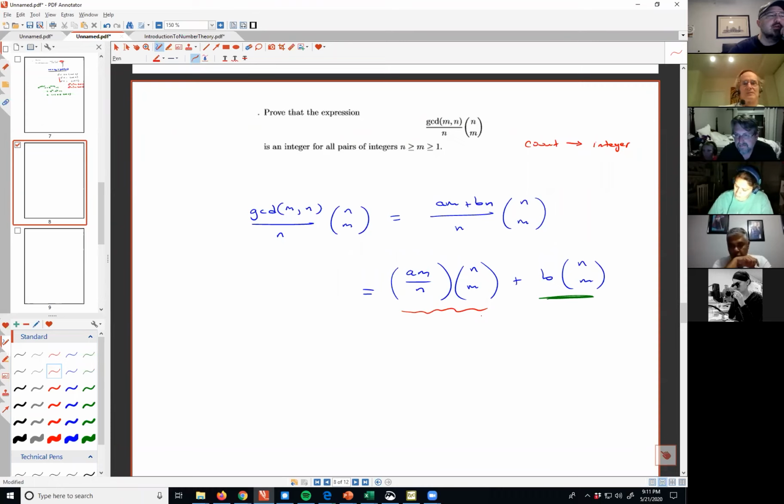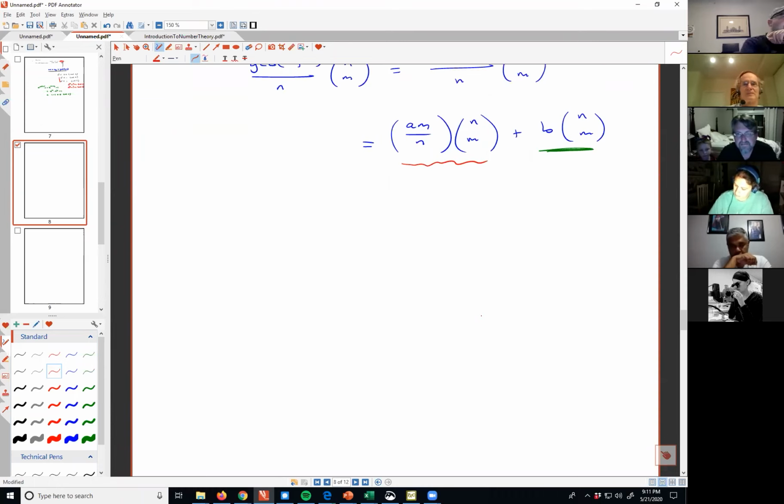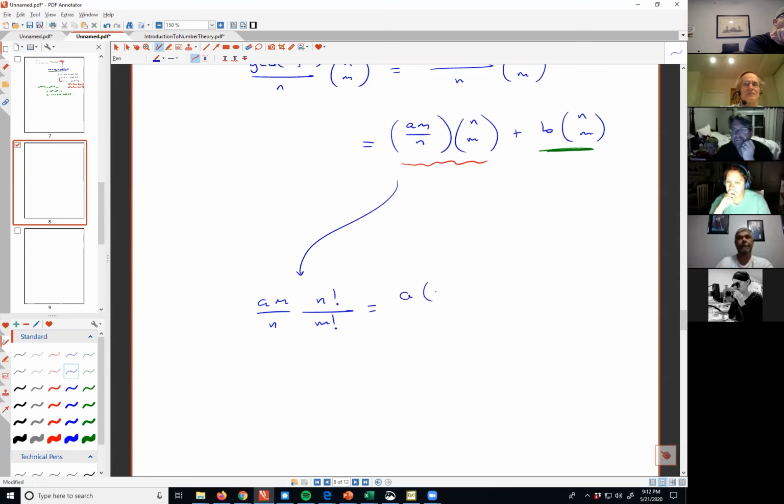And so, okay. Well, maybe it helps to write out what n choose m is. So let's take this aside separately. We have a times m over n times n factorial over m factorial. And oh, well, we get some canceling that occurs here. We have a times n minus 1 factorial over m minus 1 factorial. Oh, well, that's just a times m minus 1 choose n minus 1.